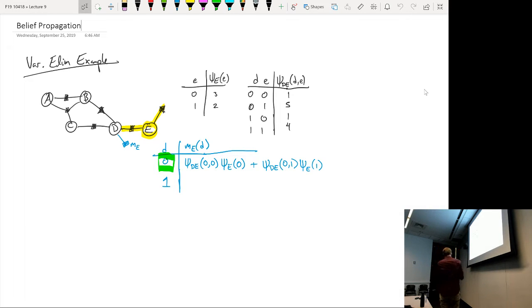The second row is going to look similar, where we have psi DE, but this time D always has value 1 in all of these terms. So E can range over 0 and 1, but the value for D remains fixed at 1. The terms are almost the same except for the first value of psi DE. You can see these are the terms that are actually changing, and everything else is the same.